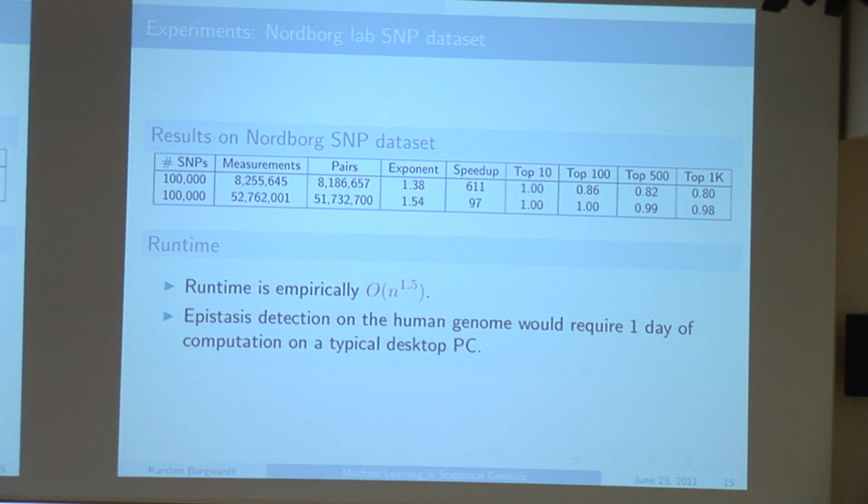Among the top 500, 82%, and among the top 1,000, 80%. When we increased the allowed runtime to n to the 1.54, we still had a speed up of 97-fold, and we recovered the top 10 and top 100 SNP pairs with 100% accuracy, and even the top 1,000 SNP pairs with 98% accuracy.